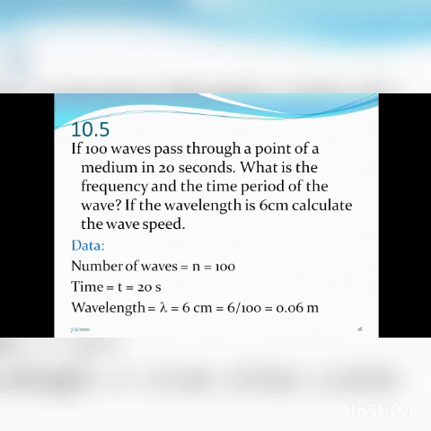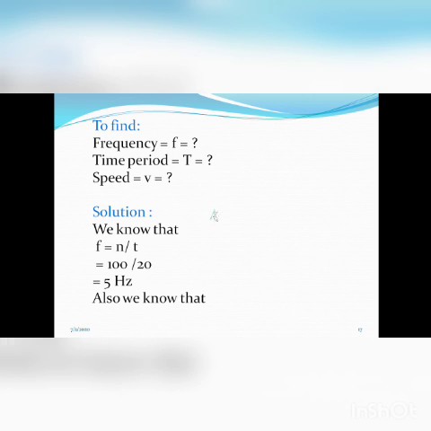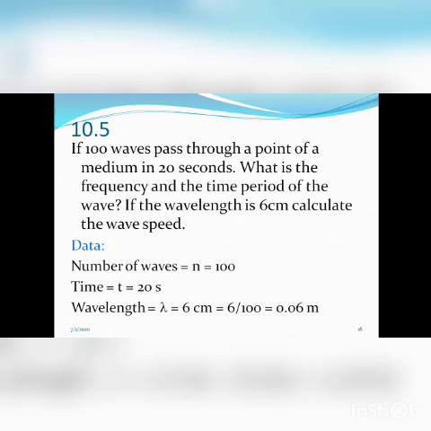Numerical 10.5. If 100 waves pass through a point of a medium in 20 seconds, what is the frequency and the time period of the wave? If the wavelength is 6 cm, calculate the wave speed. Data: number of waves n is 100. Time t is 20 seconds. Here it is simple time, not a time period. Wavelength lambda is equal to 6 cm.